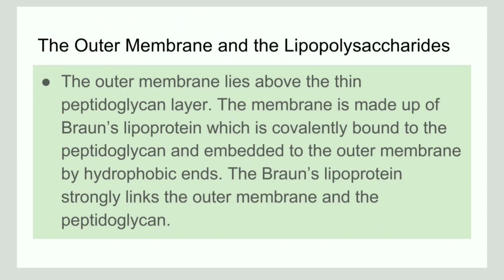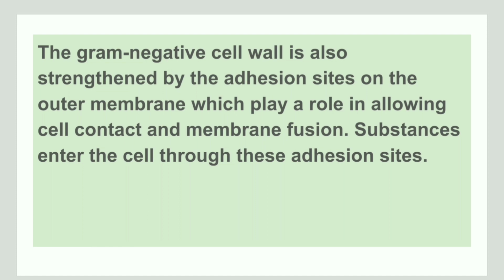Next we will discuss the outer membrane. The outer membrane is seen above the peptidoglycan layer, and this layer is made up of Braun lipoprotein. The Braun lipoprotein is covalently bound with the peptidoglycan layer. The gram-negative cell wall also has adhesion sites, which are present at the outer membrane. These adhesion sites allow cell contact as well as membrane fusion. That is, through these adhesion sites, substances are allowed to enter the cell.